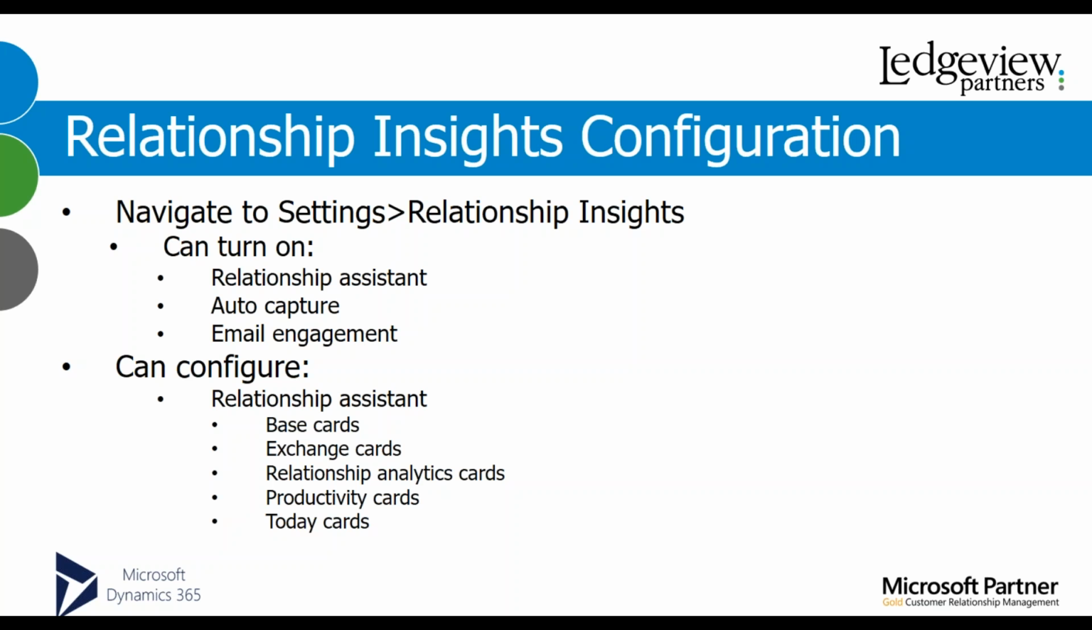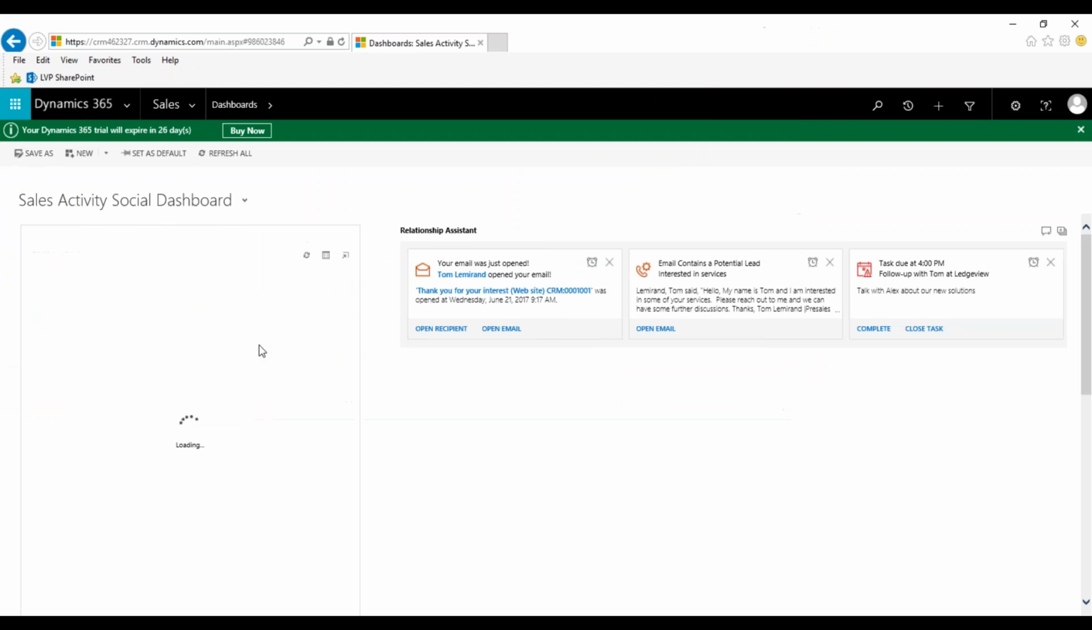Now, to turn on Relationship Insights, you want to navigate to Settings, Relationship Insights. This is where you can turn on Relationship Assistant, Auto Capture, and Email Engagement. And then you can further configure the Relationship Assistant on base cards, Exchange cards, Relationship Analytic cards, Productivity cards, and what's called Today cards. So let's jump into 365, and I'm going to show you what that looks like.